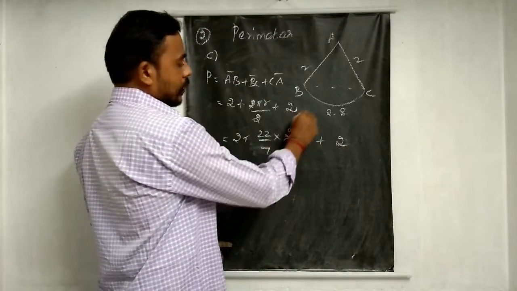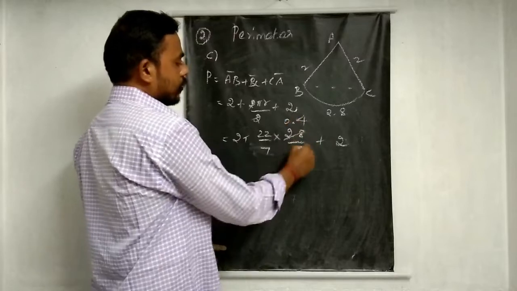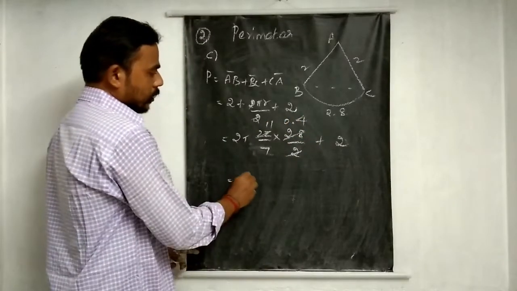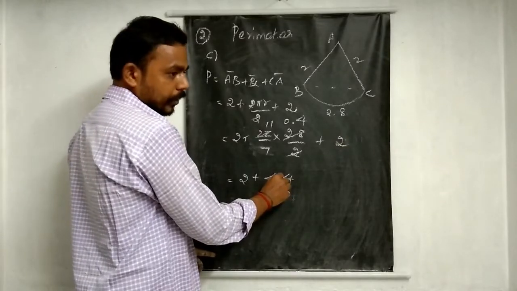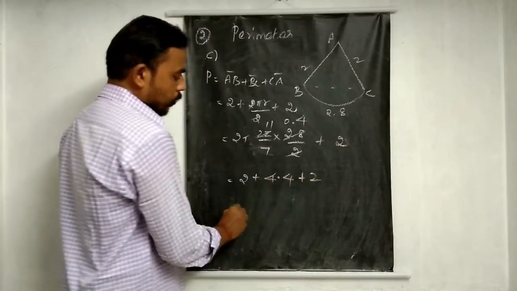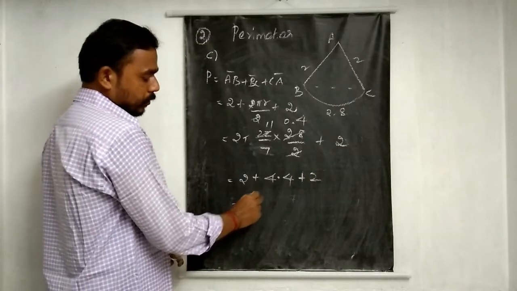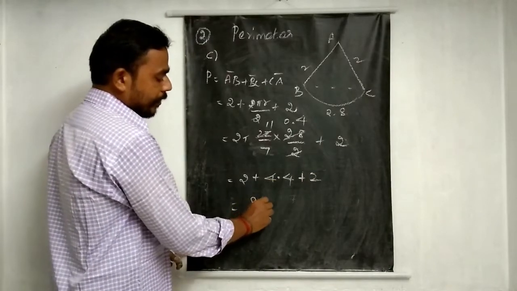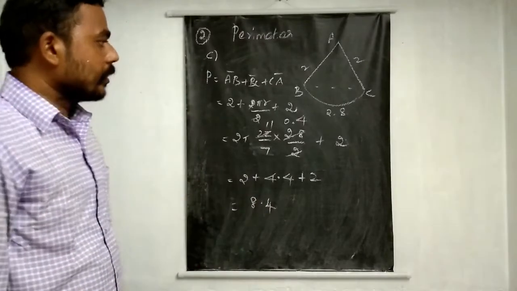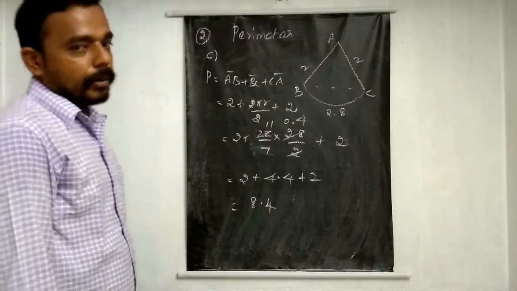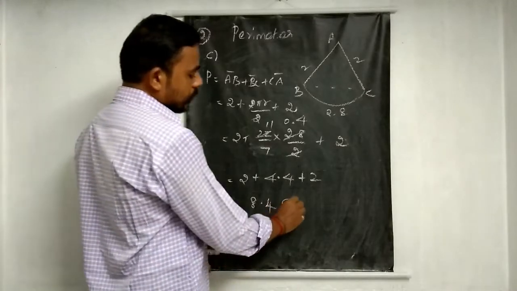So 4 sevens are 28, 1 decimal 0.4. Here 11. So 2 plus 4 11s are 44, 1 decimal 4.4. 4.4 plus 4 is 8.4. So 8.4 is the answer of your C problem, centimeter.